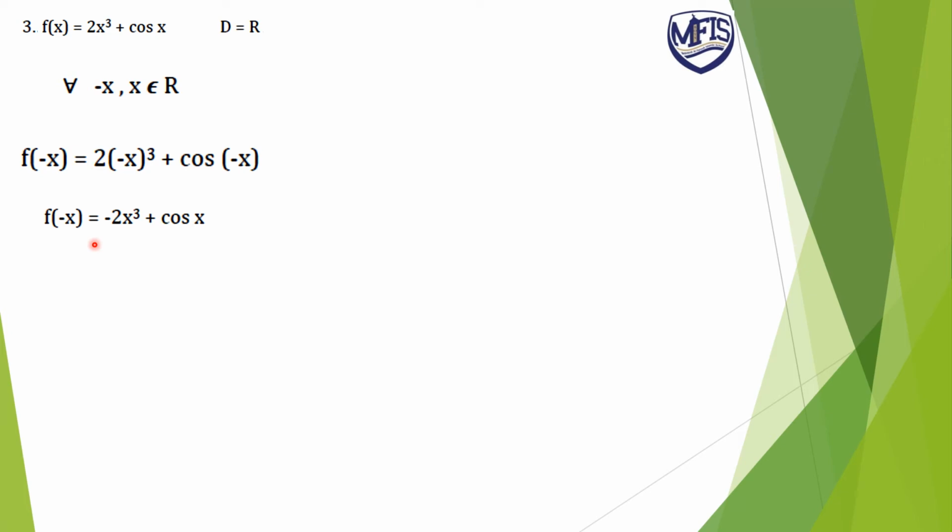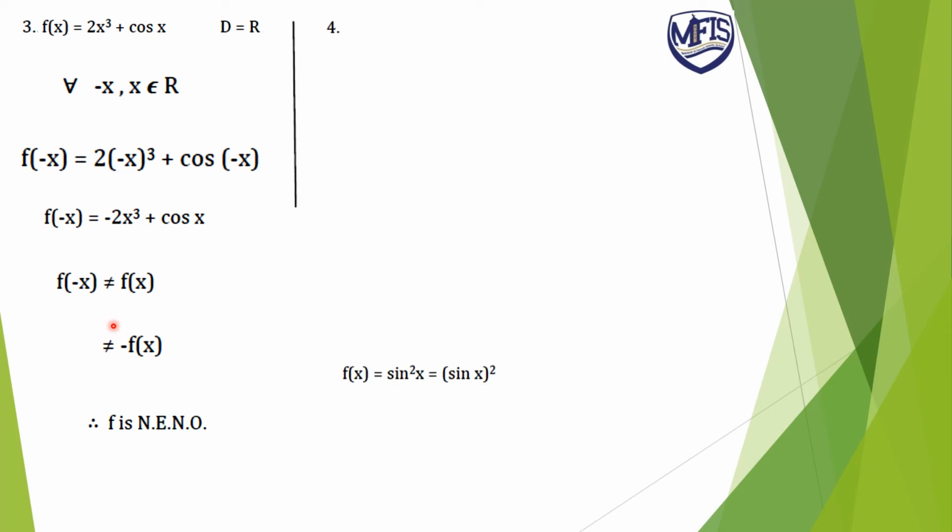Okay, let's look back at the function given, f of x. Is f of negative x equal f of x? No. Here 2x power 3, here negative 2x power 3; here cosine x, here cosine x. So it is not equal to f of x. Is f of negative x equal negative f of x? No, because f of negative x equals negative 2x power 3 plus cosine x, and here is cosine x. So f of negative x is not equal to f of x, and f of negative x is not equal to negative f of x. So this function is neither even nor odd.